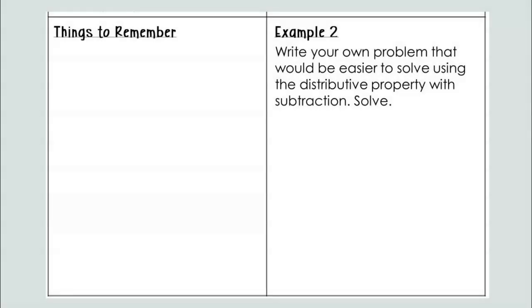Write your own problem that would be easier to solve using the distributive property with subtraction. 4 times 5 and 99 hundredths. Well, this I could do as 4 times 6 minus 4 times 100th. And that would give me 24 minus 4 hundredths, which would be 23 and 96 hundredths.